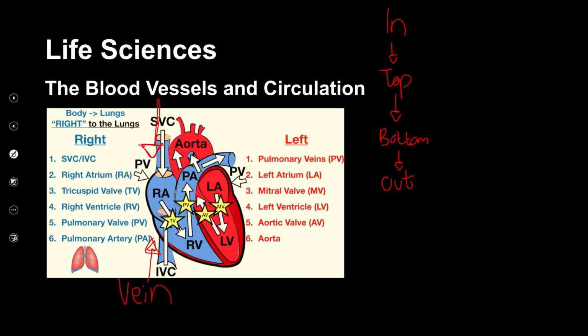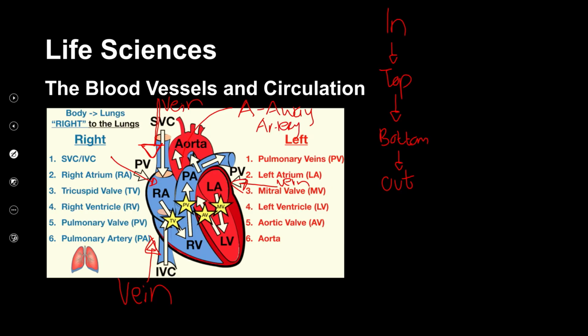So it's not about what it carries. Any kind of blood vessel, if it comes in to the heart, it's going to be a vein. Do you see here? If it comes in, it's going to be a vein. If it goes away from the heart, A for away, we are always going to say that it is an artery.